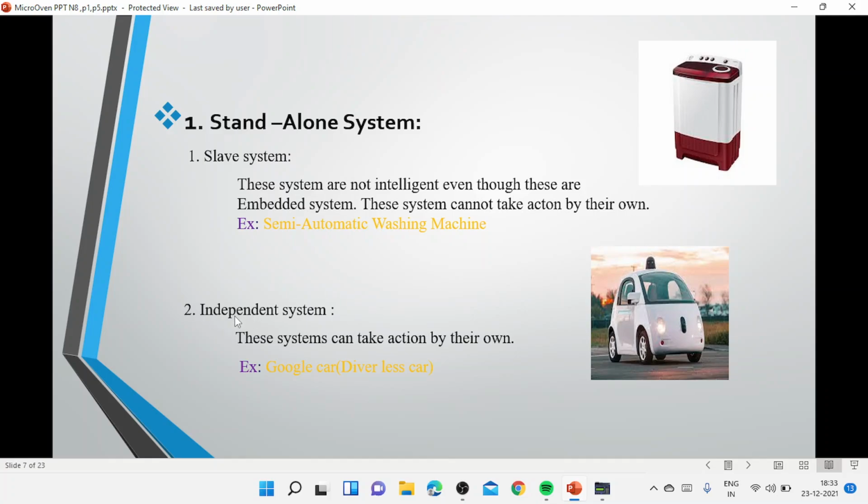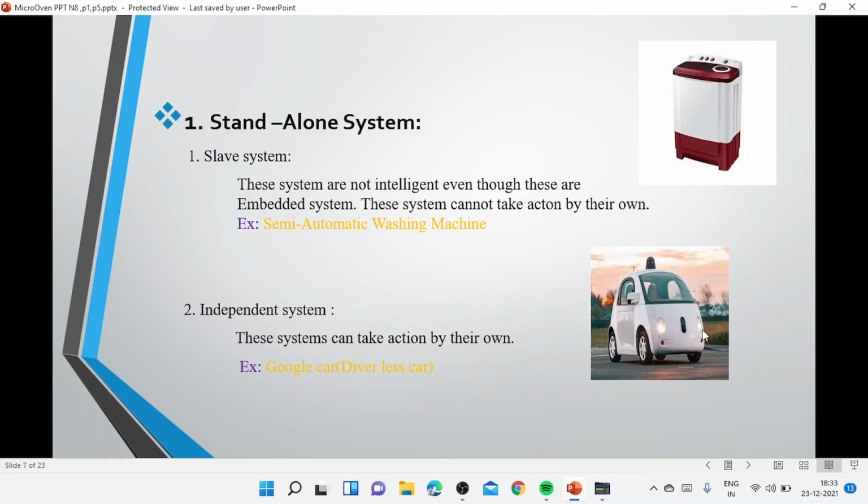Coming to the second, it is the independent system. The name itself tells that independent means these systems can take action on their own with no need of a user. An example is the Google car, meaning automated Google cars, driverless cars. This is also an embedded system, but there is no need of a user.